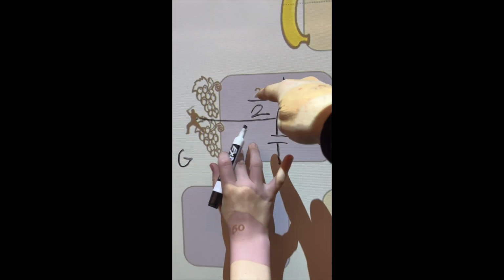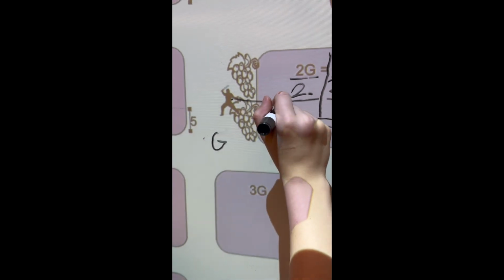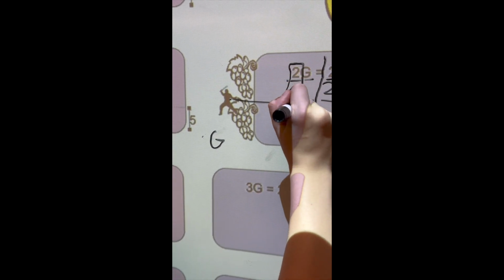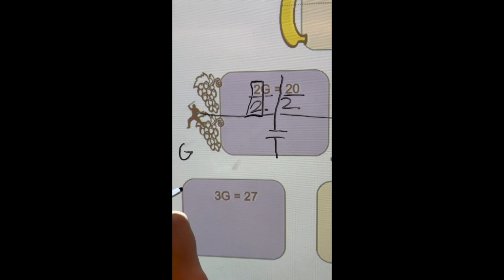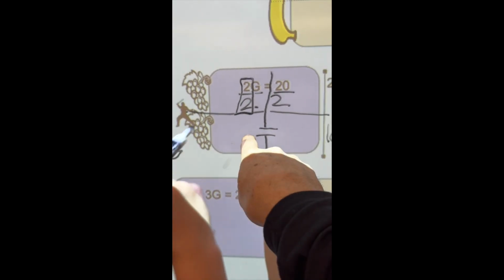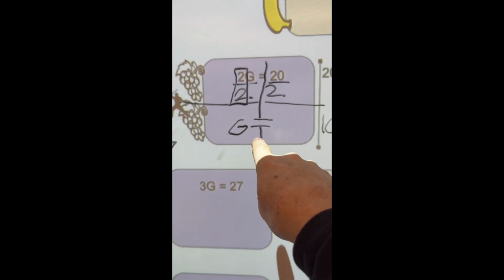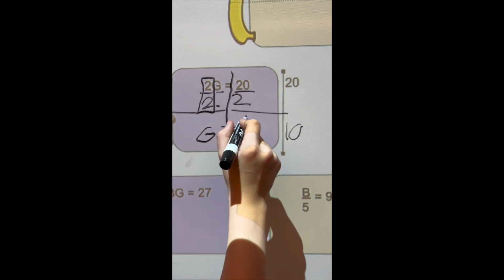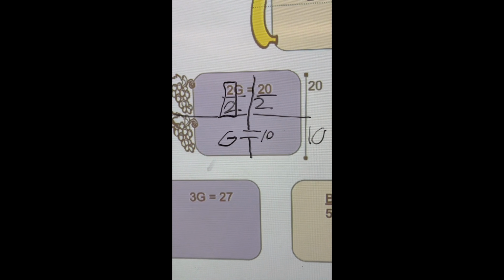Can you show me what that's going to be when you have 2 halves? That would be 1 whole. Nice. 1 whole what? 1 whole grape. How do you spell that? You would just make it G. Okay. And equals? Then equals 10, because 20 divided by 2 equals 10. Nice.